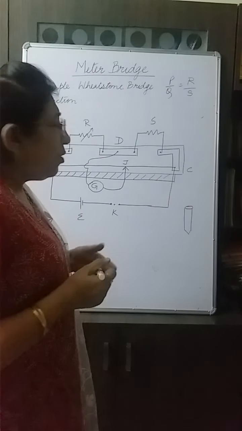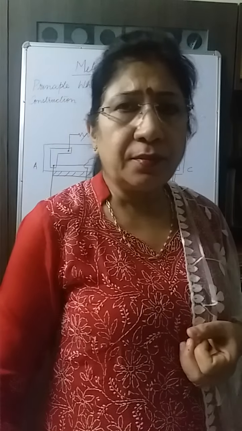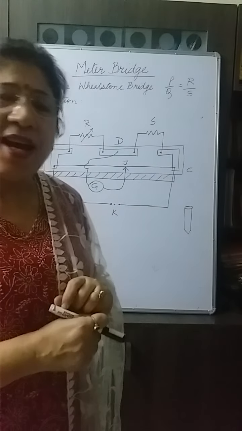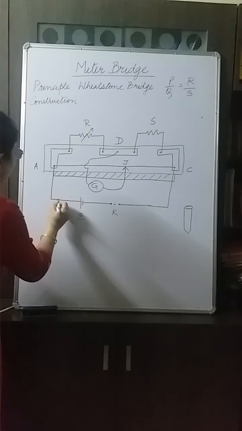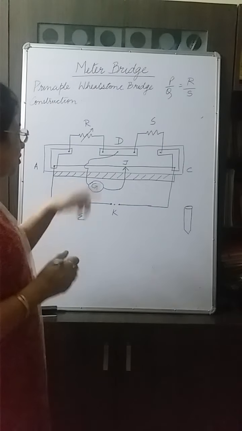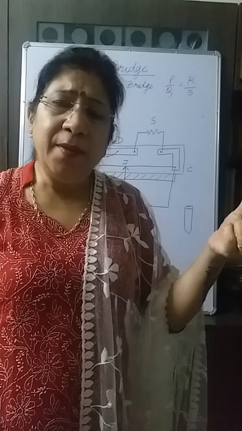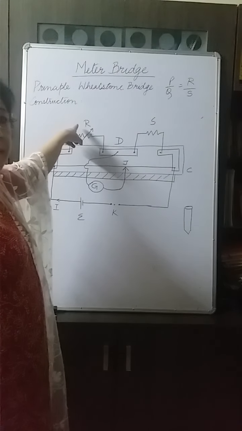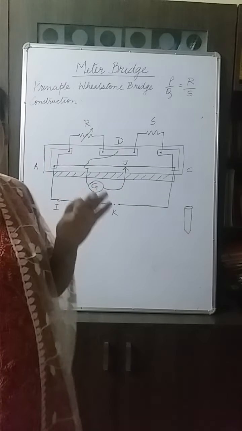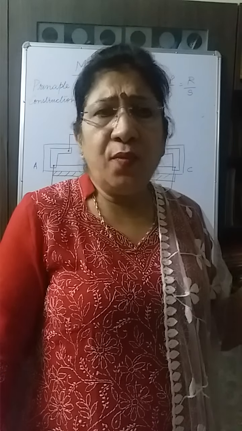Now, what is the working? What will be the steps to conduct this experiment? The first step is that all the connections are made, and after that the key is closed so that current starts flowing in the circuit. This jockey J is a free end. Whenever we touch it on the wire, the connection is complete. So we will choose a resistance R from here. We can start from a low value of resistance, say 1 ohm, 2 ohms, like this.